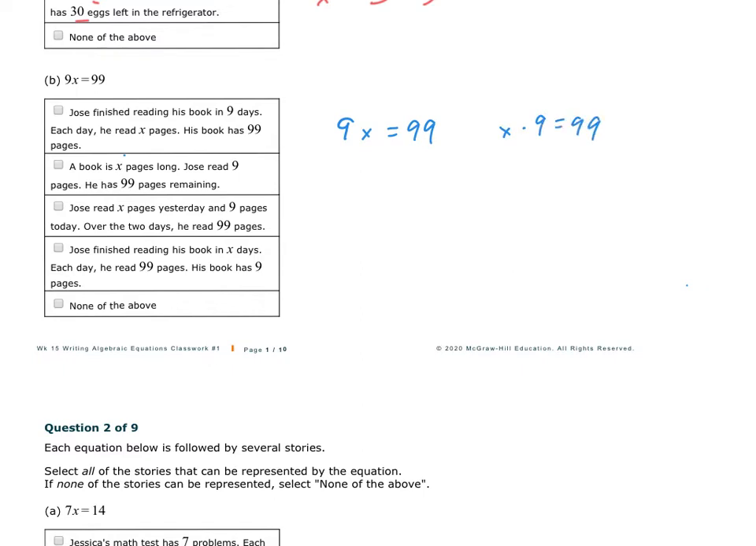A book is X pages long. Jose read 9 pages. He has 99 pages remaining. So he's starting with X, and he's read 9, so X minus 9 equals 99. Next, Jose read X pages yesterday and 9 pages today. Over the 2 days, he read 99 pages. So he read X yesterday plus 9 today equals 99. Next, Jose finished reading his book in X days. Each day, he read 99 pages. His book has 9 pages.